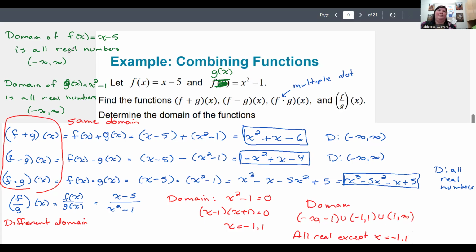So I was saying, if you have the domain of one of these three, so the sum, the difference, and the multiplication all have the same domain, it's the quotient that may be different, and it's not always different. Sometimes it has the same domain.